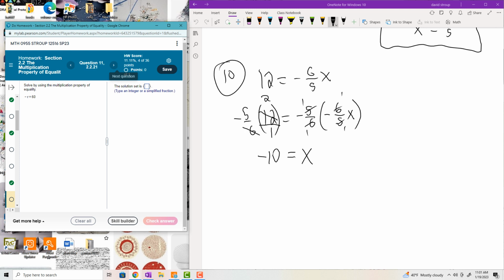Okay, great. And here is one of the ones where you may think, oh, I've got none left to do, right? The answer is 60. But no, that's not true. You need r equals something, not just negative r. So how do I remedy that? Well, you're going to multiply both sides by negative 1.